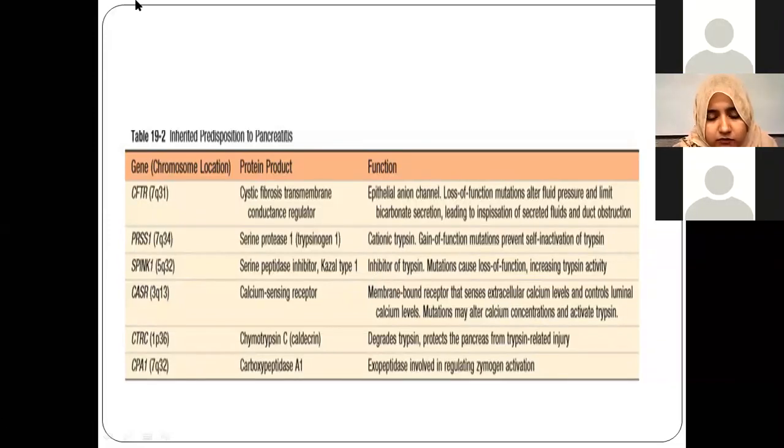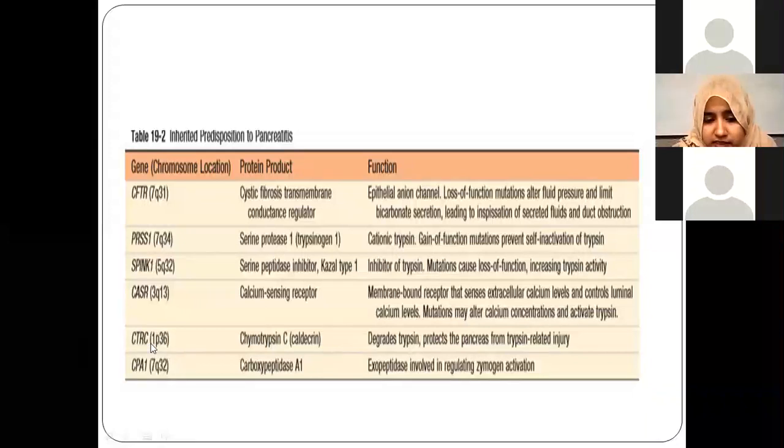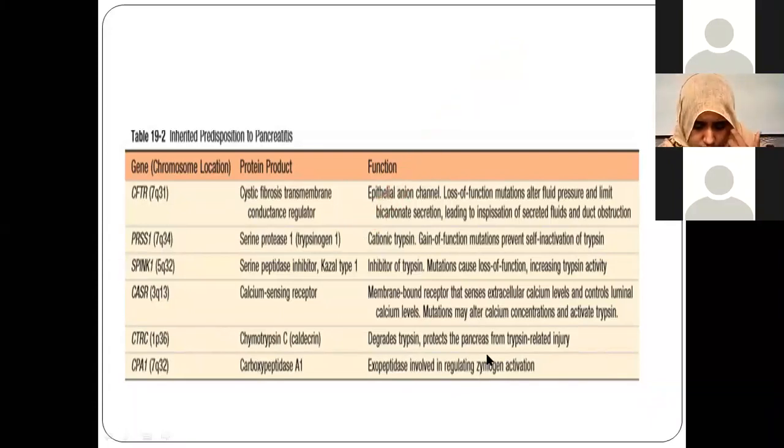extracellular calcium levels. So you have read that hypercalcemia is responsible for pancreatitis because it causes activation of the trypsin. So CASR gene is responsible for this function. CTRC degrades trypsin, protecting the pancreas from trypsin related injury. So with CTRC gene mutation, this function will not be followed. That's why whenever this CTRC gene gets mutated, trypsin related injury will be there. So CPA1, it will cause zymogens to activate.